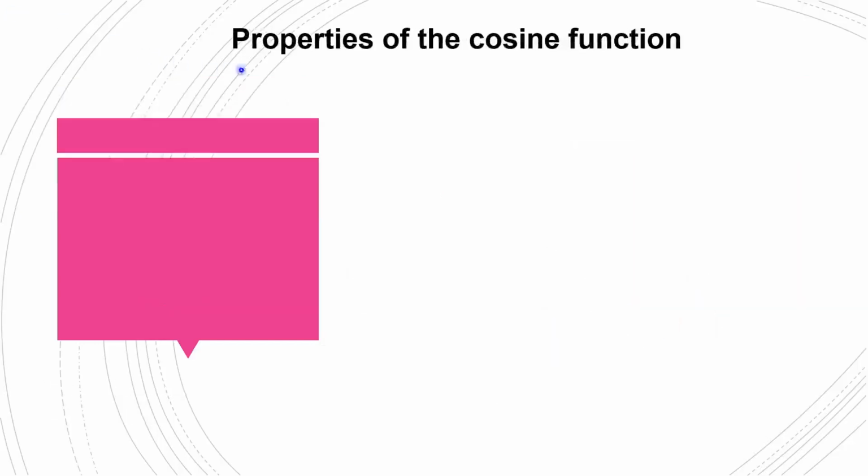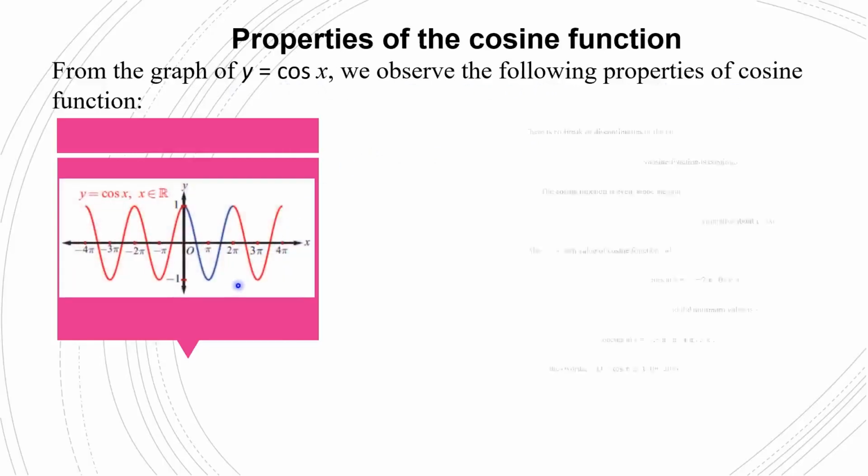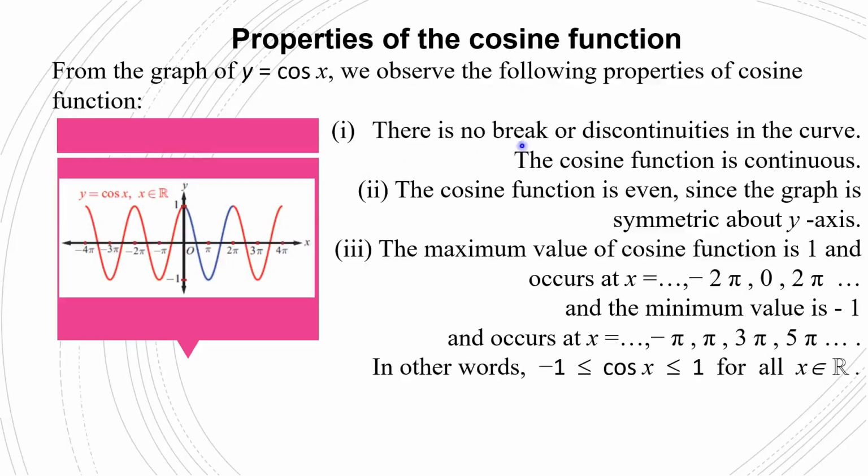Next we are going to see the properties of cosine function. From the graph of y equal to cos x we observe the following properties of cosine function. Let us see this graph. The first one is there is no break or discontinuities in the curve. The cosine function is continuous. That is, in the curve there is no discontinuity and no break. So this curve is continuous.